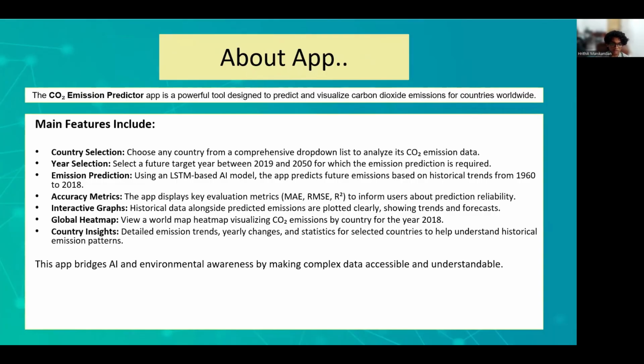The prediction isn't just a number, it's backed by accuracy metrics like mean absolute error, root mean square error, and the R squared score, so you know how reliable the model's output is. You also get visualizations: line graphs that combine historical and forecasted data, an interactive heat map showing CO2 emissions across the globe in 2018, and detailed insights for any selected country, including its highest and lowest emission years and patterns over time. This app takes complex climate data and makes it accessible, understandable, and actionable.